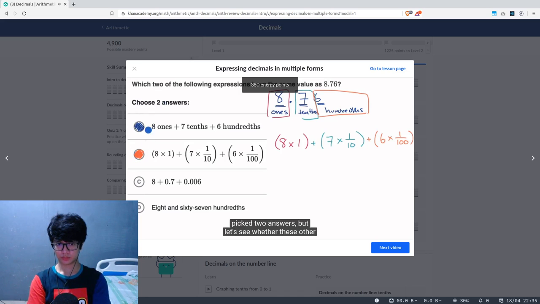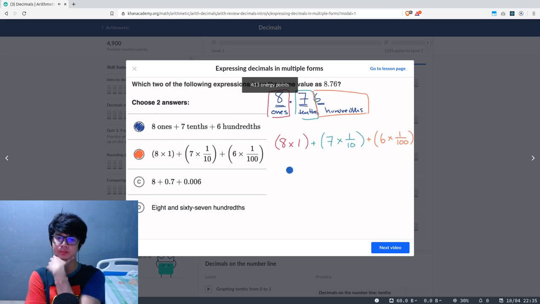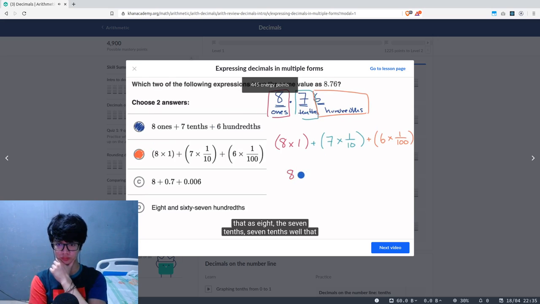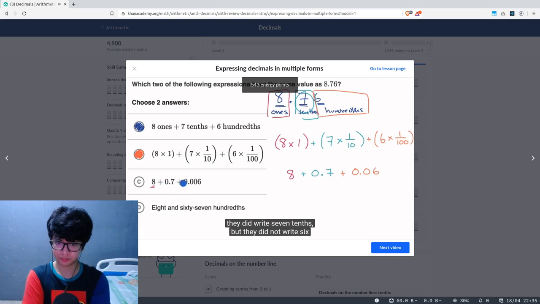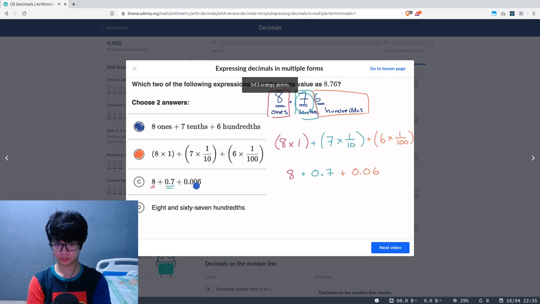Now, we know that we just picked two answers. But let's see if we can write this in these other forms and see how they might not be the exact answer. If we take out each of the decimal parts, the 8 ones, you would just write that as 8. The 7 tenths would be plus 0.7. And then last but not least, you have your 6 hundredths, so that's our ones, our tenths, and then in our hundredths place we have 6 of them. So this would be equal to our original value. But that's not what they wrote over here. They did write 8 ones, they did write 7 tenths, but they did not write 6 hundredths. They wrote 6 thousandths here. So we can rule that one out.